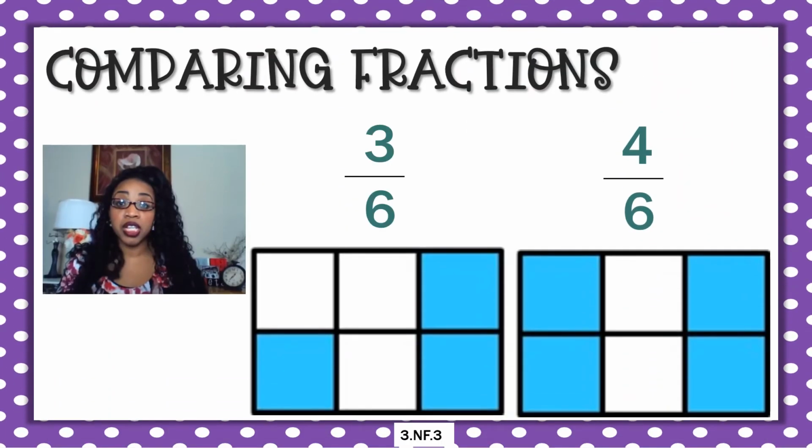So once again, I have the same shape, the same size, and those 2 shapes are broken into the same amount of pieces. I can tell this 2 ways. I can look at the denominators and see that both denominators are 6. I can also see that both shapes are broken into 6 pieces. So when the numerators are different but the denominators are the same and the shapes are literally broken into the same amount of pieces, I just simply see which fraction is larger by looking at the numerators.